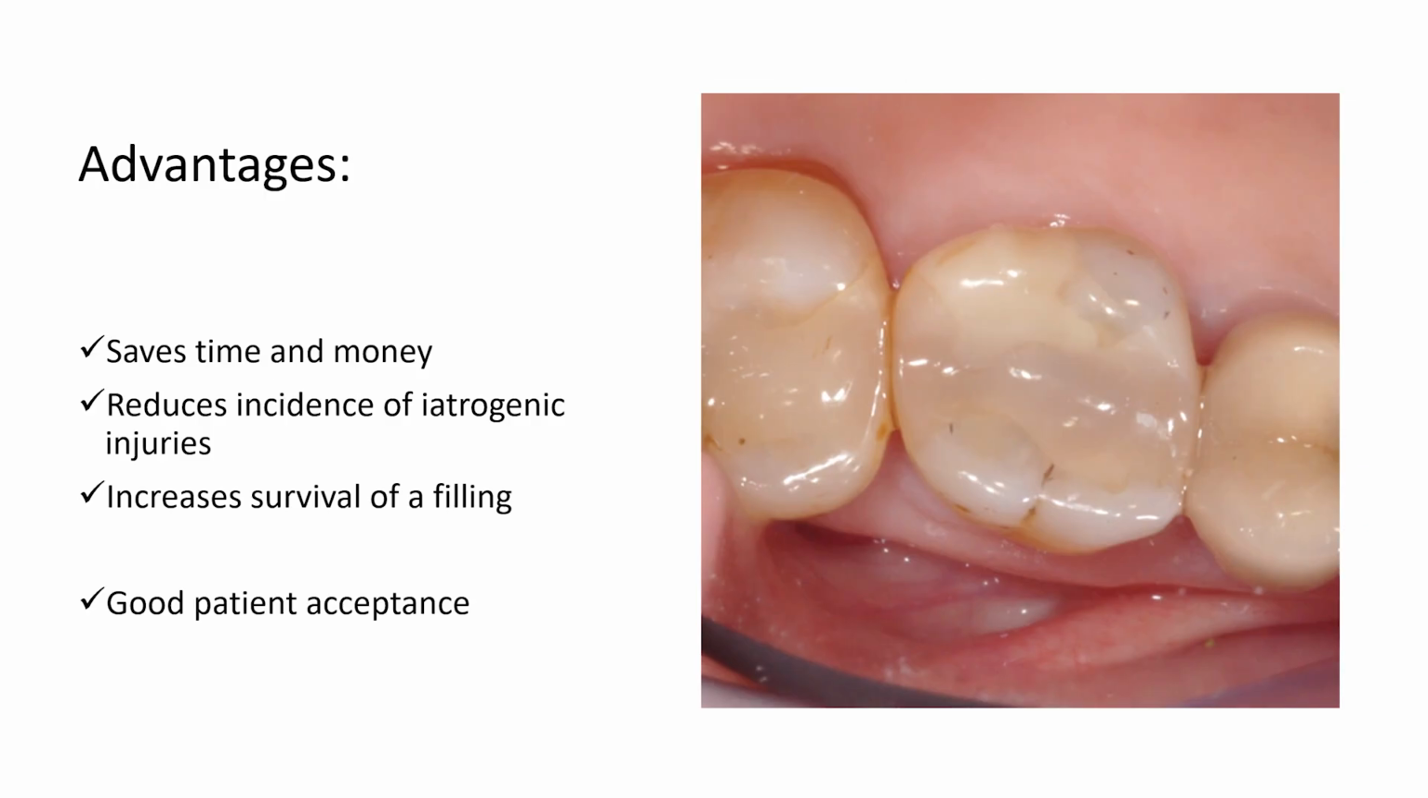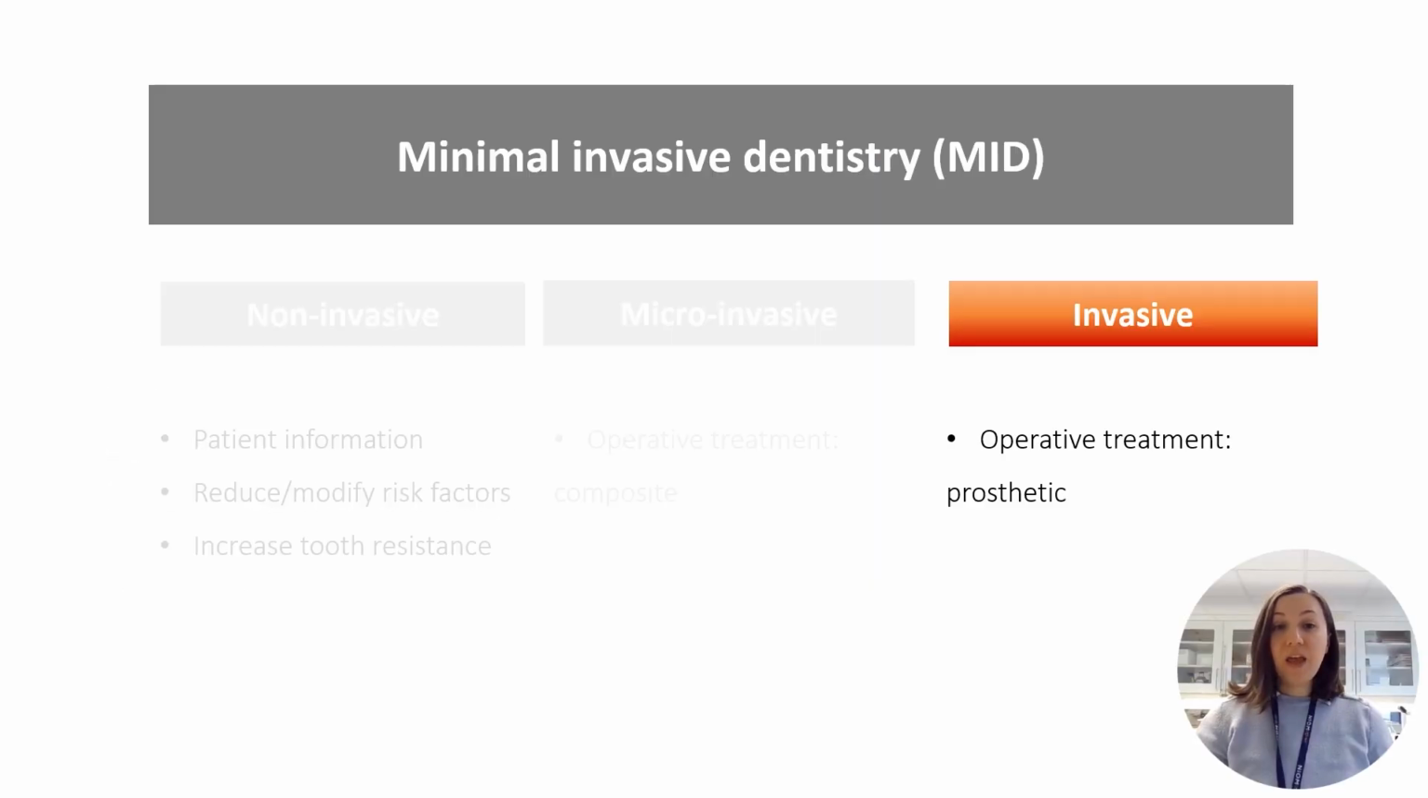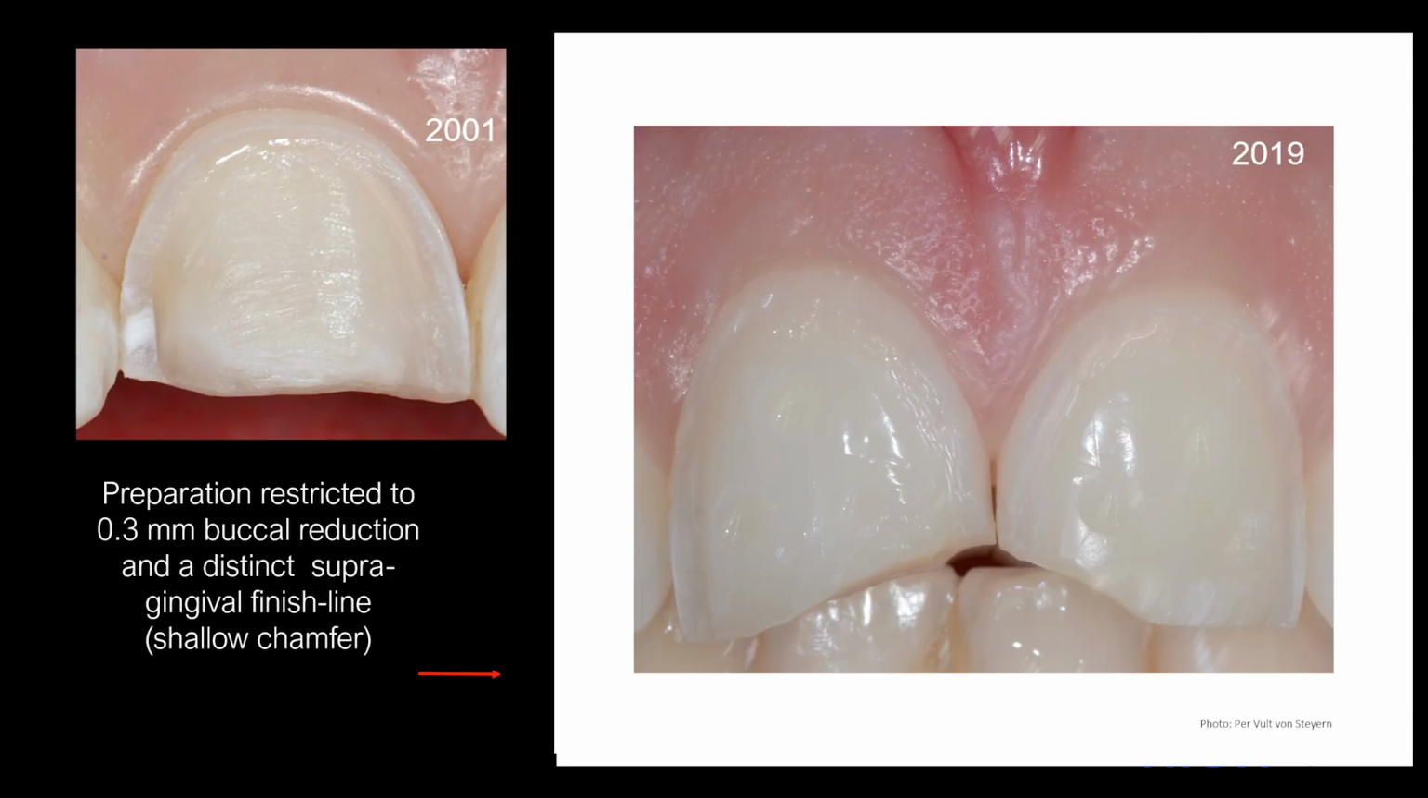Such an approach has some advantages. For example, it saves time and money, reduces incidence of iatrogenic injuries, increases survival of a filling, and generally has a good patient acceptance. And then finally, we can look for a prosthetic rehabilitation with some ceramic materials.